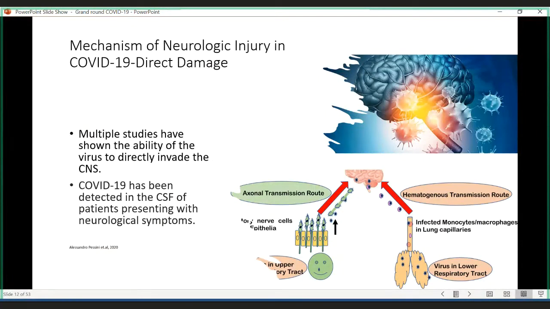So for the mechanism of direct damage by the virus, we already saw that multiple places in the brain have the receptor for the virus. And studies showed the ability of the virus to invade and reach the CNS. Also, in multiple patients who had neurological symptoms, they were able to identify the virus in the CSF, which could also give some indication for that.